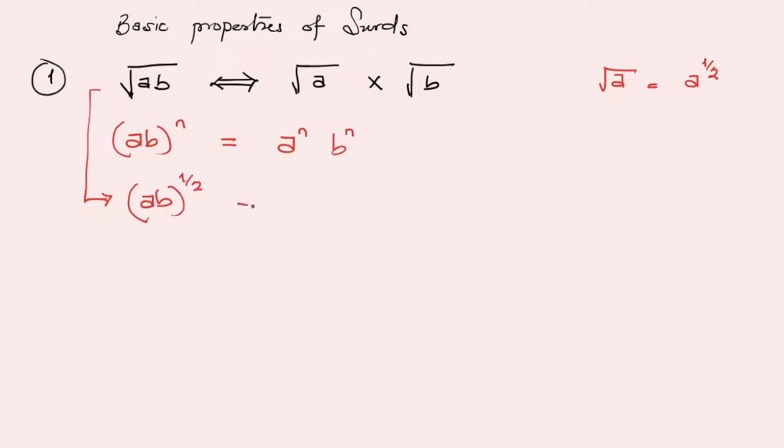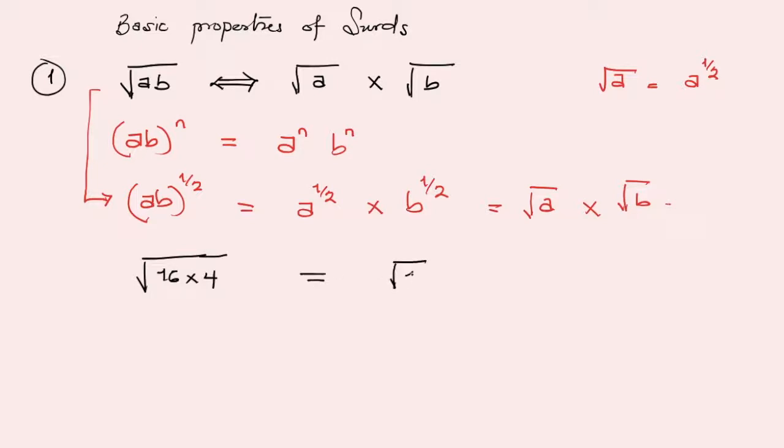Now if we apply this law, we can say that this is equal to a raised to the power half multiplied by b raised to the power half. And this is exactly what we're saying here, because this is equal to the square root of a multiplied by the square root of b. So that's the proof. But if we actually look at real numbers, if we have the square root of 16 multiplied by 4, and we're trying to prove that this is equal to the square root of 16 independently multiplied by the square root of 4.